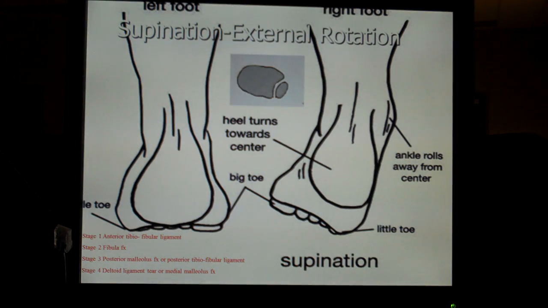Okay, so let's just go over them. Supination external rotation is the most common one. You can see here on the right the foot's supinated, and the injury starts anteriorly at the anterior talofibular ligament. The fibula fractures, the posterior malleolus fractures, and then the deltoid can tear or the medial malleolus can fracture. So it goes from lateral to medial in severity. And the most common one everybody sees is the anterior talofibular ligament tear of an ankle sprain. So that's the most common one.